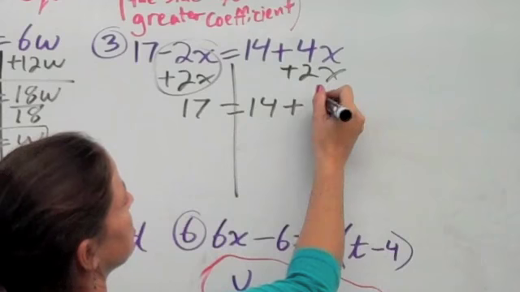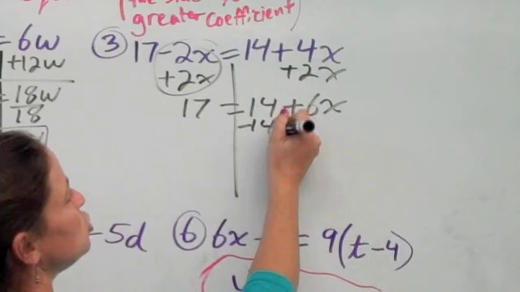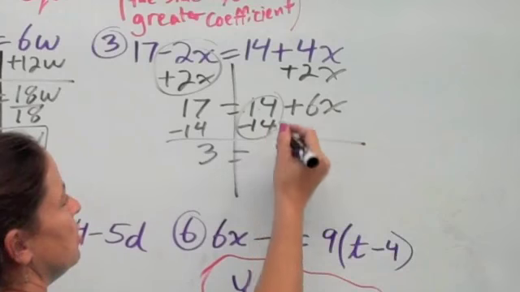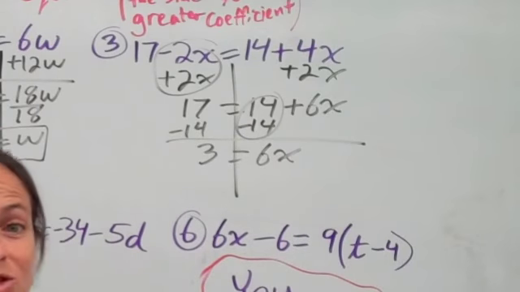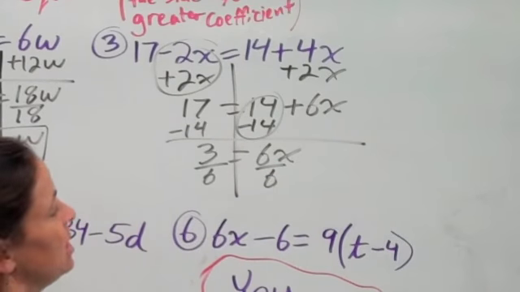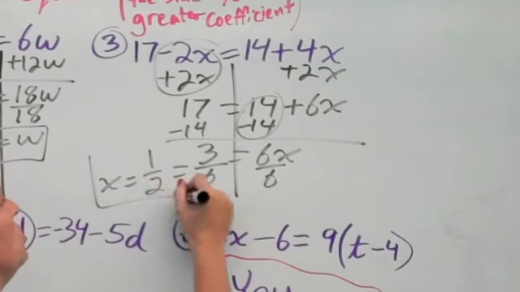4x and 2x is 6x. I want to get that 6x by itself, so I need to get rid of 14. So I'm going to subtract 14. When I do so, I end up with 3. This is 0, and I get 6x. So is the answer 2? No! When I divide by 6, what is 3 over 6? That is actually a half. So I get that x equals 1/2.